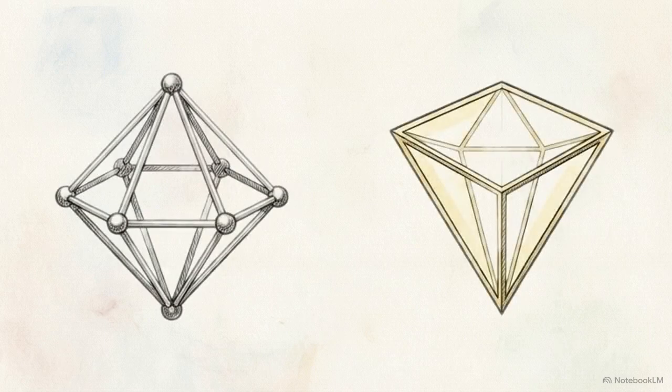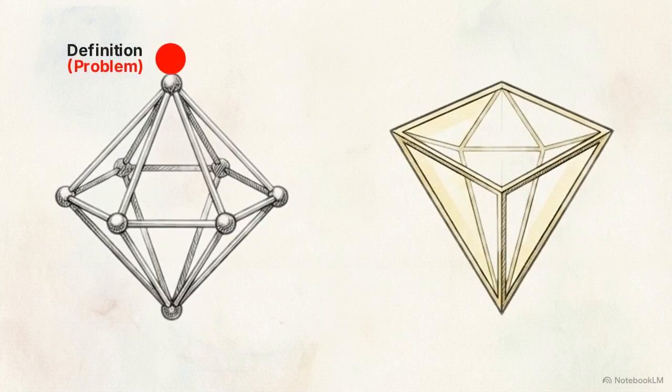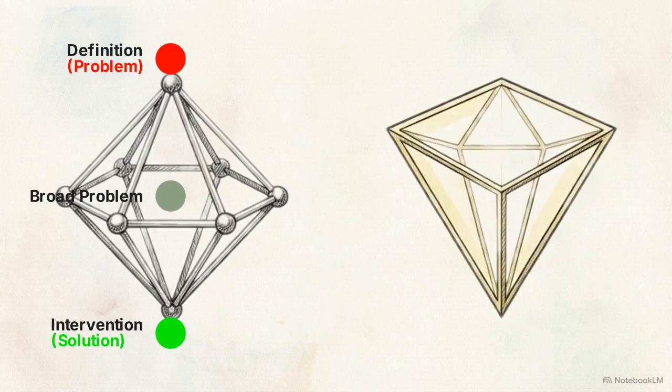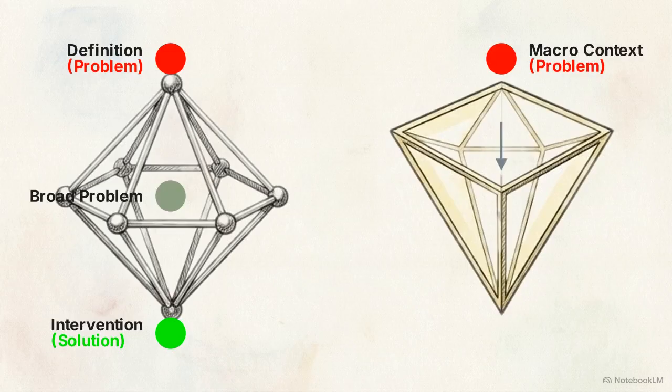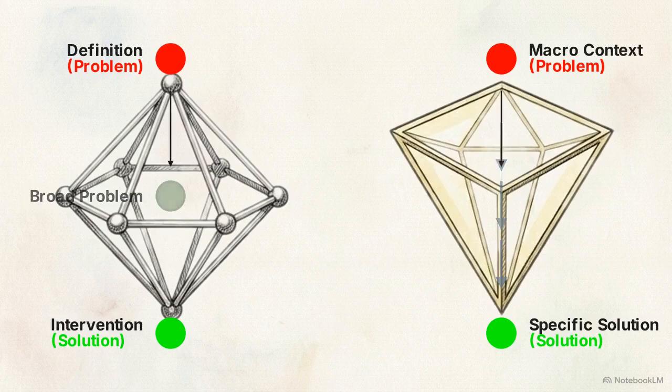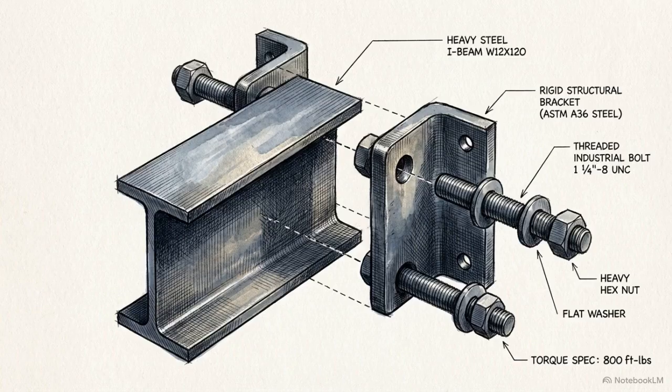Introduction. Geometry dictates logic flow. The diamond shape applies for specific terminology, starting with a definition, widening to the broad problem, then narrowing to the intervention. The inverted pyramid fits general topics, starting macro and funneling to the specific solution. In both geometries, the narrative vector must flow strictly from the problem to the solution. This is an unbreakable rule of manuscript engineering.